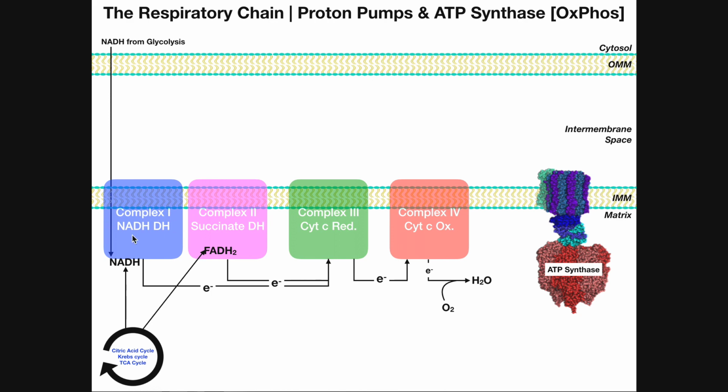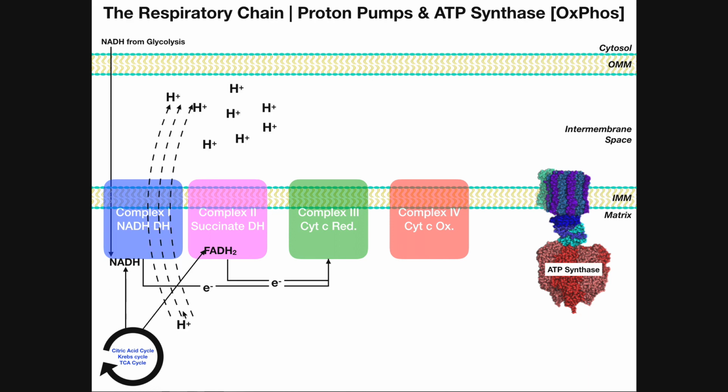Complex 1 will take electrons from NADH and shuttle them to complex 3. Complex 2 will take electrons from FADH2 and shuttle them to complex 3. You can see that in the schematic right here. Now that's significant because complex 1 actually pumps protons from the matrix right here into the inner membrane space.